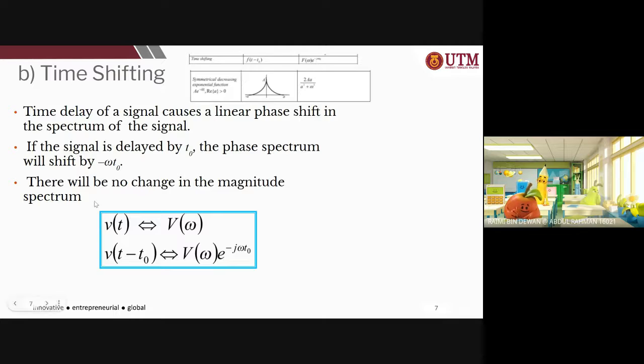So there will be no change in magnitude because the only change is time. So why should there be change in magnitude? No change in magnitude, only change in the phase. For example here, if you have a range shifted by t naught, in frequency domain it will be negative j omega t naught.